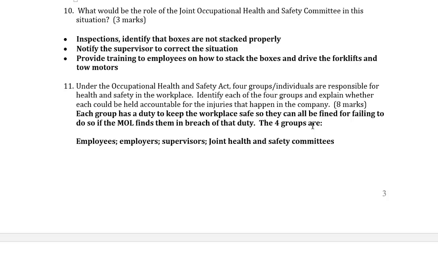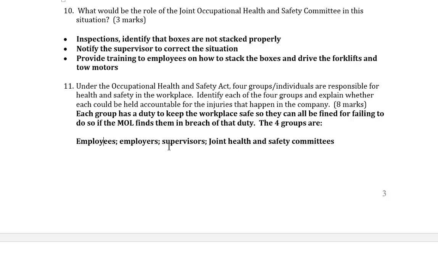But that's also a reason for you to require that you get training, right? So you know what the rules and regulations are. But who are the 4 types of people who could be on that joint committee, or groups within the company, I should say, that would be responsible for health and safety?